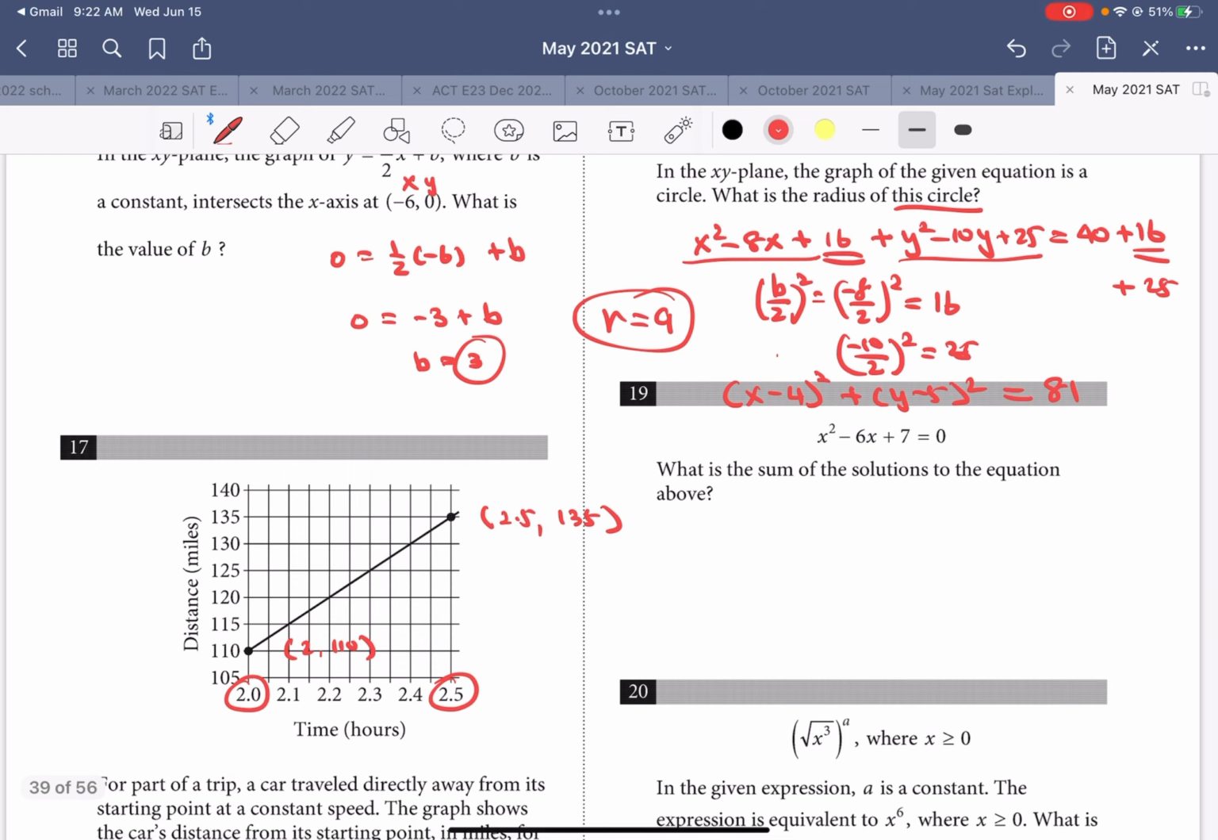Number 19, what is the sum of the solutions? So this is the fundamental theorem of algebra. The sum is negative b over a. The product of the two roots is c over a. In this case, they ask you for the sum. So negative b, negative negative 6 over 1. So 6 is the answer. Okay.